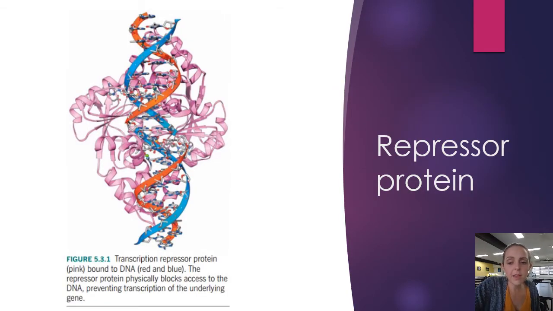This is an example out of your textbook of a repressor protein, and they're quite complex proteins. It's the pink structure here that's bound to the DNA. You can see the DNA double helix in the background, and the repressor is bound to it, and it's physically blocking access to the DNA. So that whole initiation part of transcription where the RNA polymerase goes and binds can't happen. So that gene is switched off, and it's not going to be making the product from that gene.